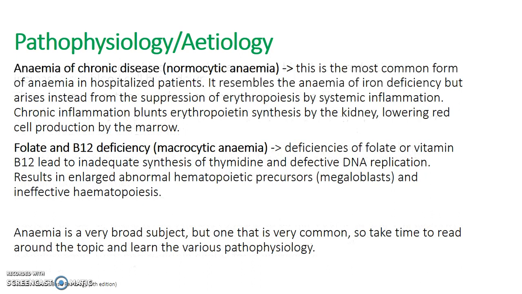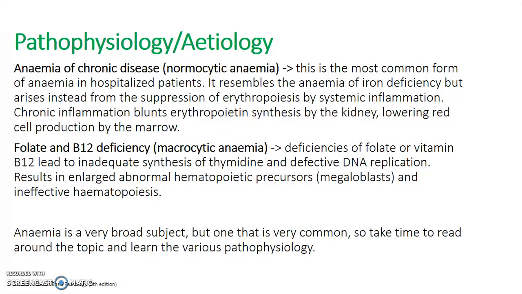For the anemia of chronic disease, normocytic anemia, it's the most common form of anemia in hospitalized patients. So it resembles iron deficiency, but arises instead from the suppression of erythropoiesis by the systemic inflammation. Because the inflammation blunts the hormone synthesis by the kidneys, the bone marrow then doesn't produce or only produces very few red blood cells. So then you will get fewer red blood cells, less hemoglobin, and overall anemia.